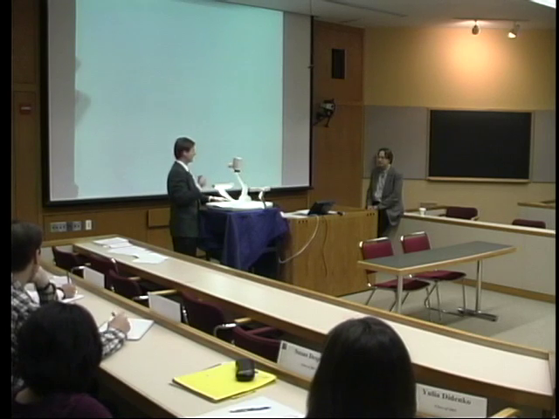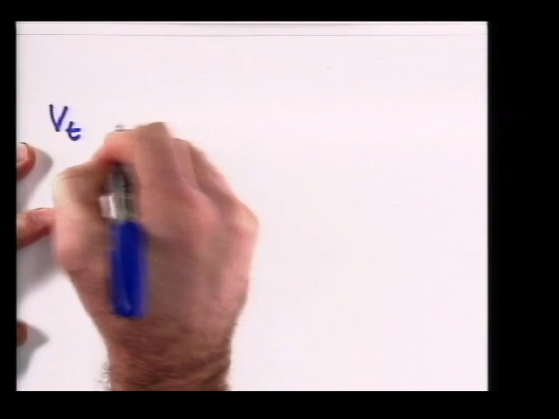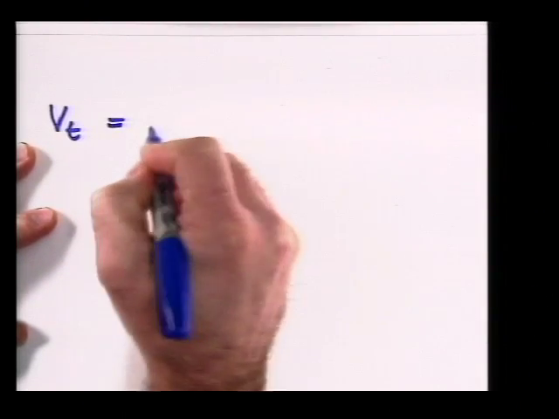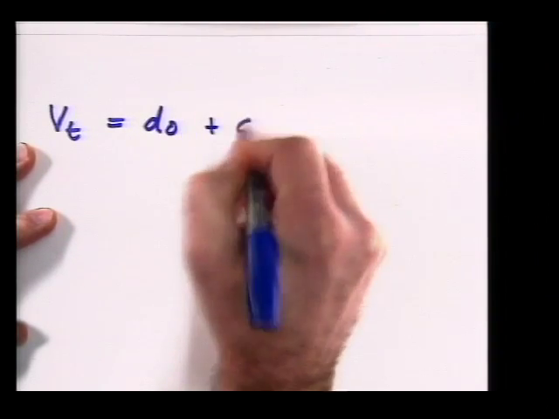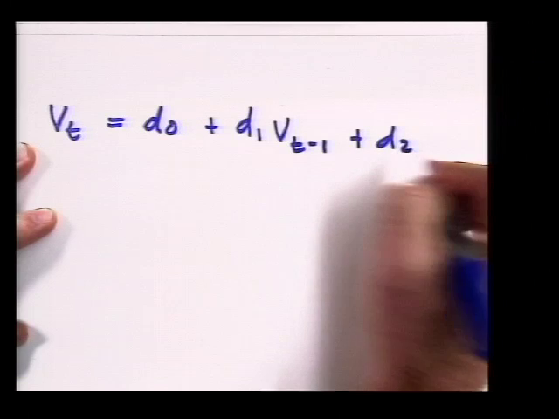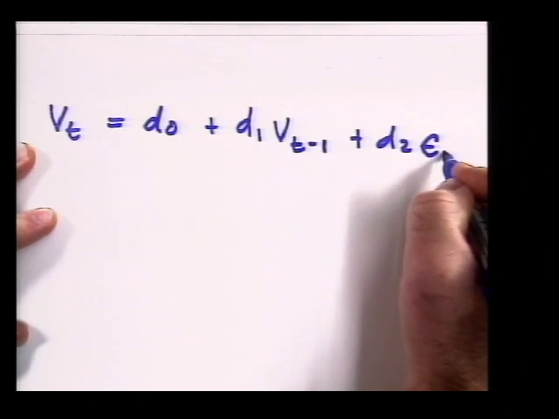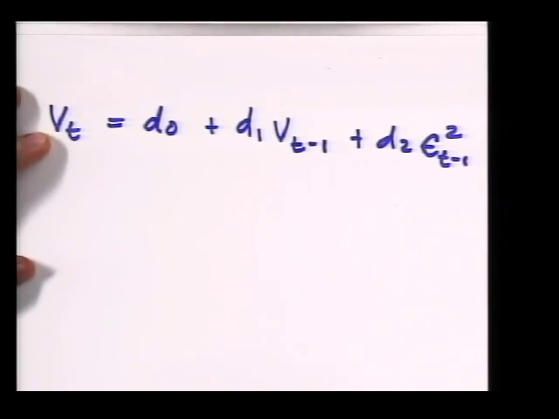We're going to basically create a volatility series. And that volatility series, let's call it V_t, is going to be a function, we'll use different parameters here, D0 plus D1 V_{t-1} plus D2 times our residual squared. Okay, and this V_t is not really observable. We're creating a volatility.